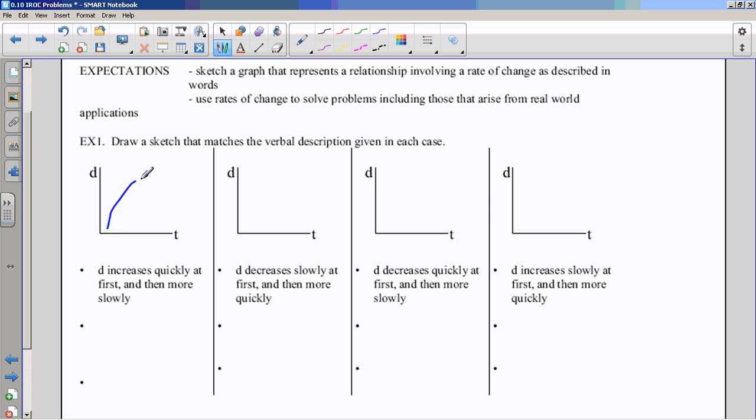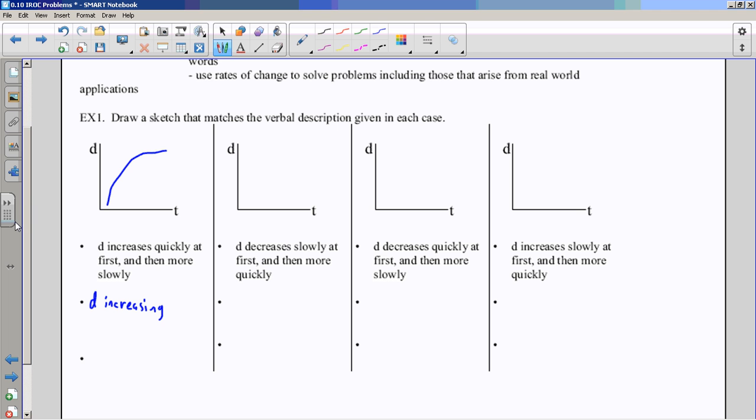So it's kind of like this curve, right? D increases quickly at first and then more slowly. So I could say that D is increasing, but at a slower and slower rate, right? D is increasing at a decreasing rate, if I wanted to think of it that way. So if D is increasing at a decreasing rate, it means the distance is still going up, but not by as much as time goes on.